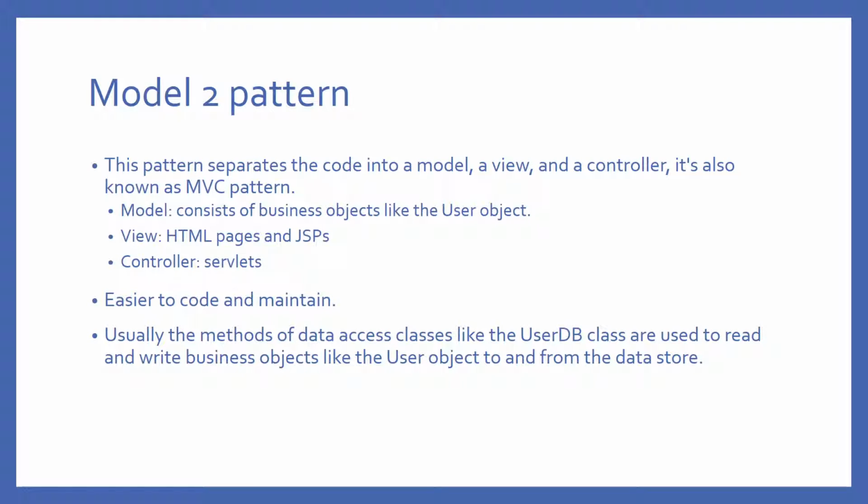Model 2 pattern. This pattern separates the code into a model, a view, and a controller. It's also known as the MVC pattern. The model consists of business objects like the user object. The view is HTML pages and JSPs. The controller is servlets. It's easier to code and maintain. Usually the methods of data access classes like the UserDB class are used to read and write business objects like the user object to and from the data store.